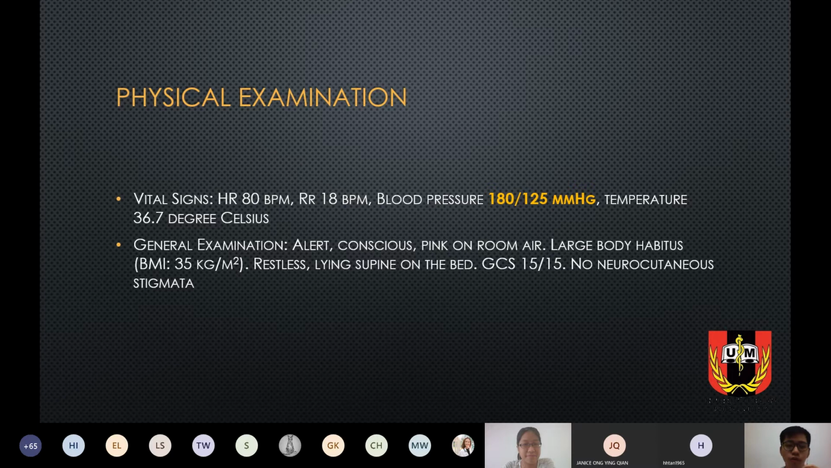No. Okay, so for the physical examination, we just start off with the vital signs. The heart rate is actually 80 beats per minute. Respiratory rate is 18 breaths per minute. Blood pressure is 180 over 125 millimeter mercury with a temperature of 36.7 degrees Celsius. So the general examination is the patient is alert, conscious, and pink on room air.